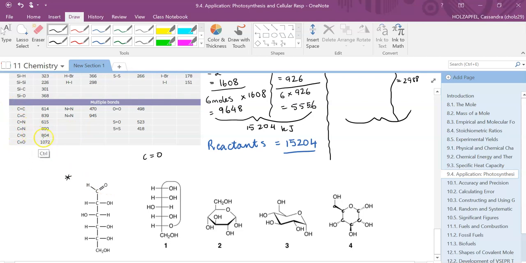Oh wait, no, hold on, that's the triple bond, this one here. So this is going to have a total energy of 804 kilojoules per mole. All right, let's keep looking. So we've done that bond there.